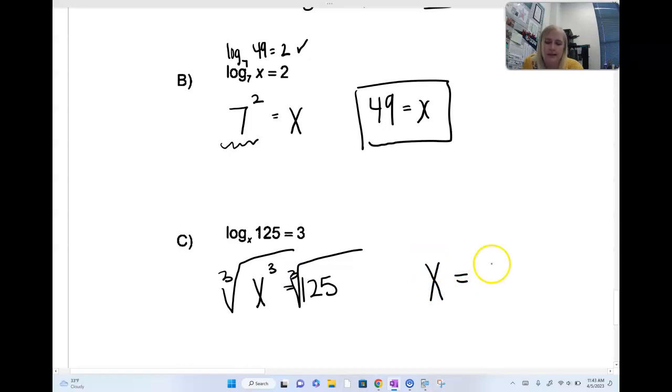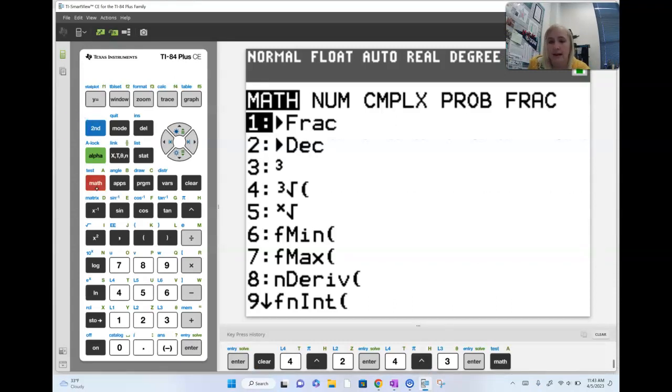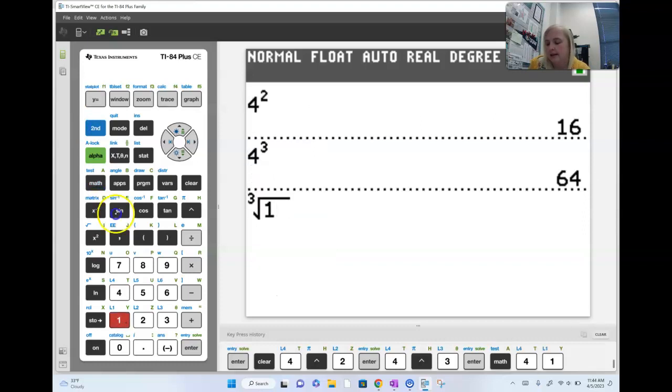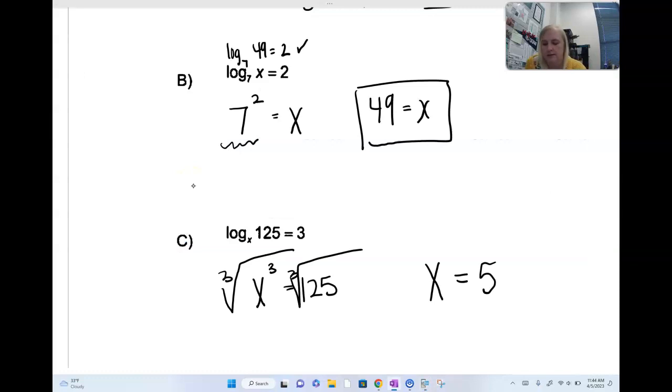If you don't remember that that's going to be 5, or when you're taking the cube root of any number and you don't know the answer, trusty calculator comes into play. You're going to go to math and down to option 4, and then you get your third root. If it's a different root, you have to do that number. So say you're doing the 4th root. So 4, math, 5, and that changes the root to a different number. All right. So that is going to be 5.